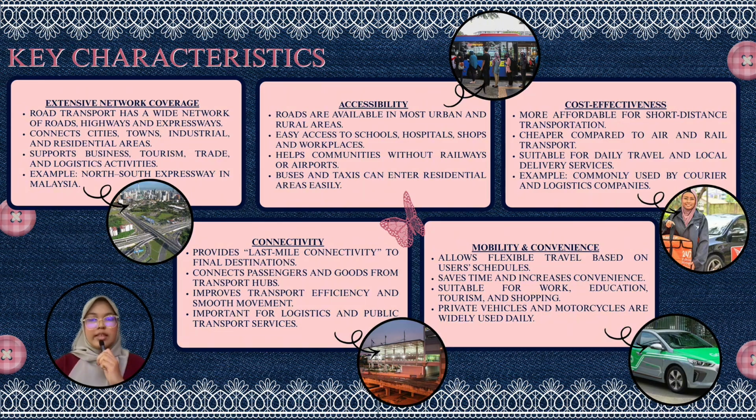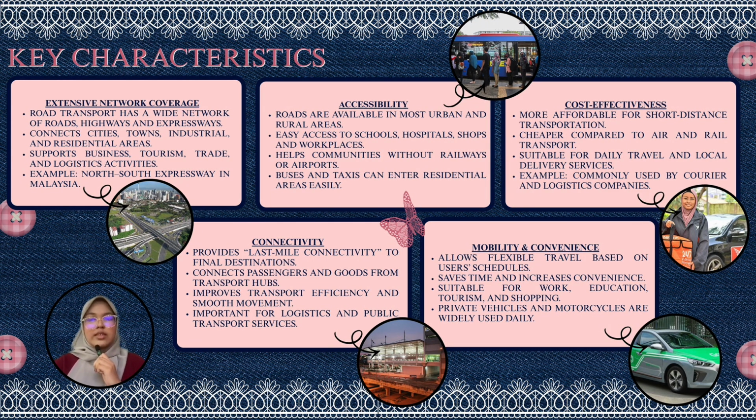The first characteristic is extensive network coverage. This means road transportation has a large network of roads, highways, and expressways that connect many places such as cities, towns, industrial areas, and residential areas. Because of this network, people and goods can move more easily and quickly from one place to another. For example, the North-South Expressway connects major states in Peninsular Malaysia and helps reduce travel time.